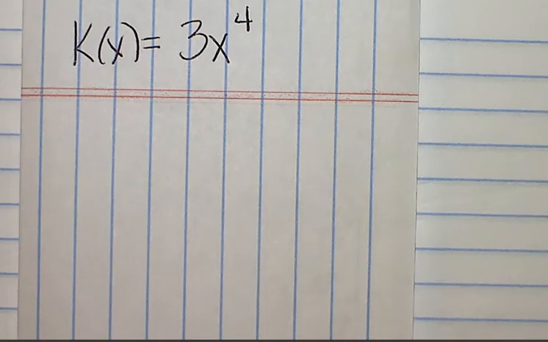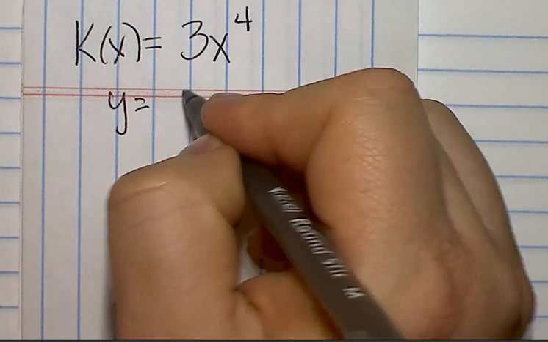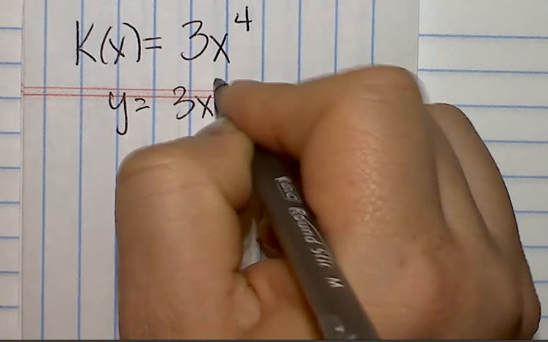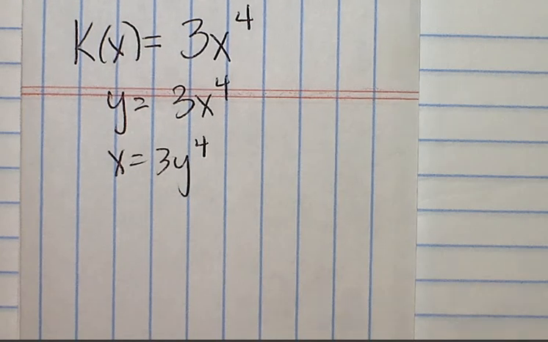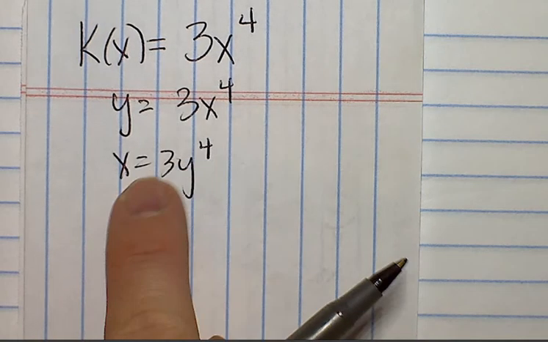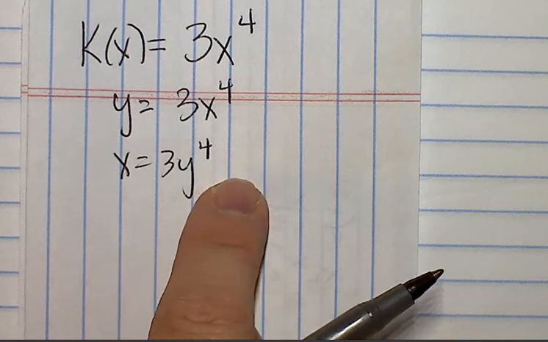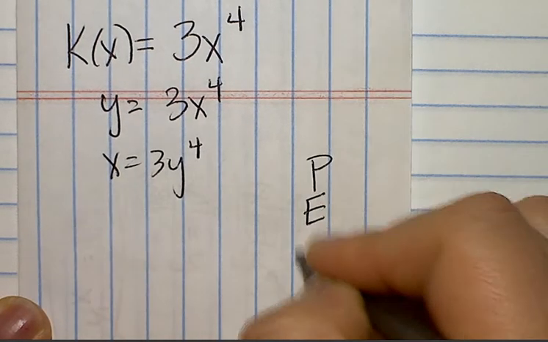Okay, so let me begin here. First, I'm going to replace k of x with y. Then I'm going to switch the x and the y. And do I first divide by 3 or do I raise this to the 1/4 power? Does anybody know what to do first? If you don't know, I want to tell you. So PEMDAS is parentheses, exponents, multiply, divide, and add, subtract.